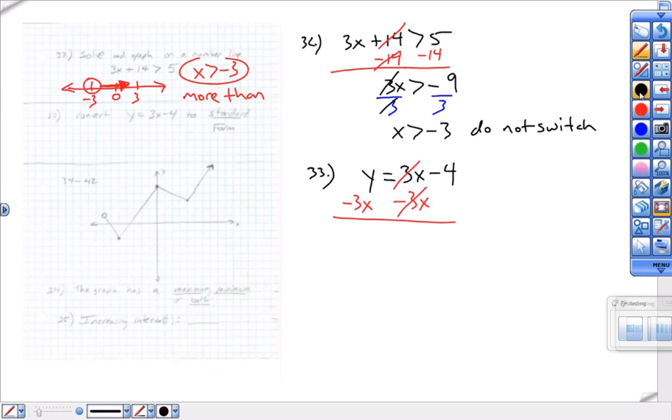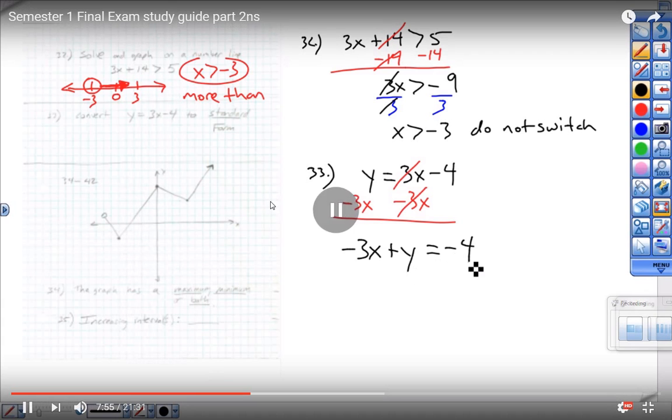That cancels away. Even though I subtracted 3x and negative 3x plus y equals negative 4 looks different, it's still equivalent to this first equation up here. They're still equal even though they look different. Again, doing inverse operations on either side of my equation doesn't change it structurally, just changes the look of it.